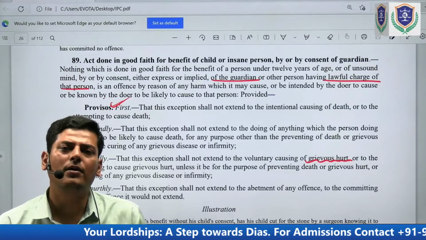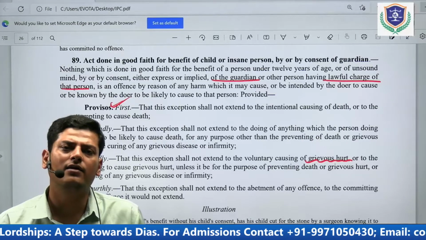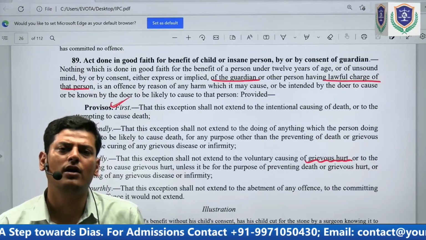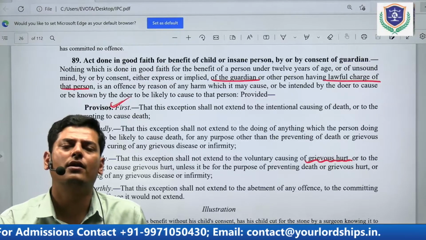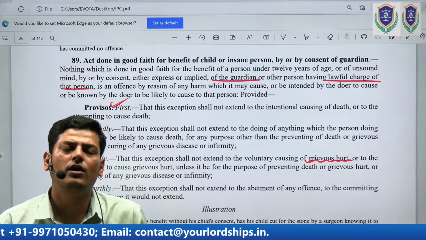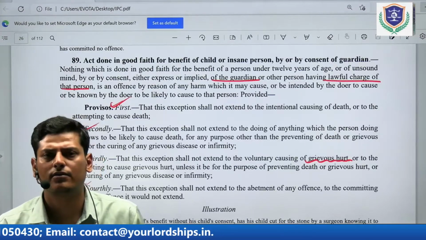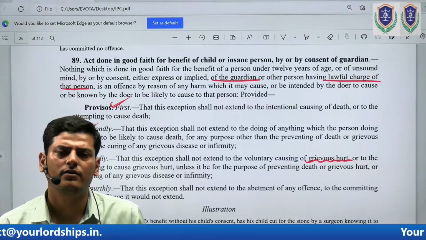Because, the example for this, one common example for remembering section 89 would be that you can consent to perform a surgery on your child to the doctor for his benefit in good faith, and if the doctor does that, obviously he is protected.